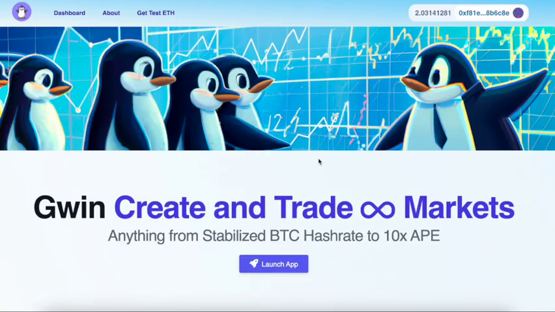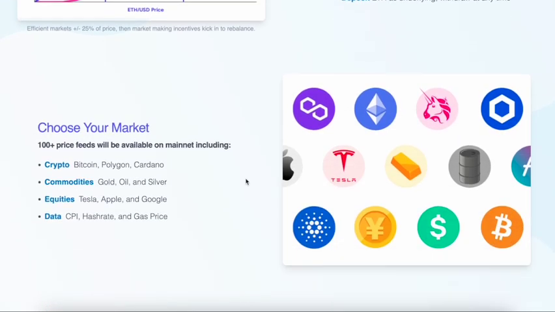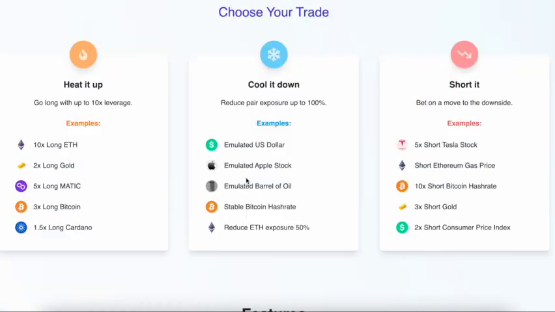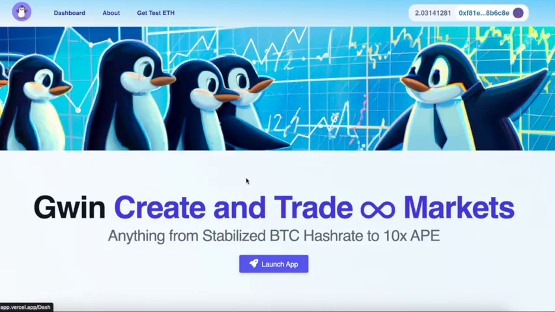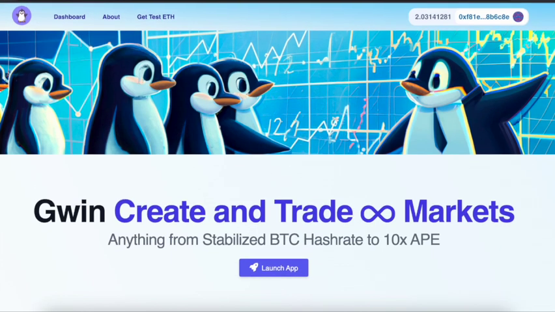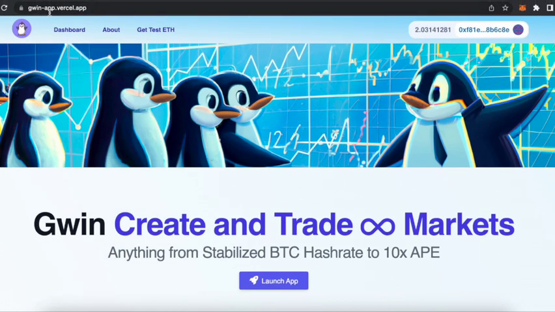So anyways, that's what Gwin is. It's an amazing platform, and it's so flexible. It has so much potential, and yeah, get out there and Gwin. Try it out on the Goerli Testnet. You can see the address is gwinapp.vercel.app. It should be in the description below.